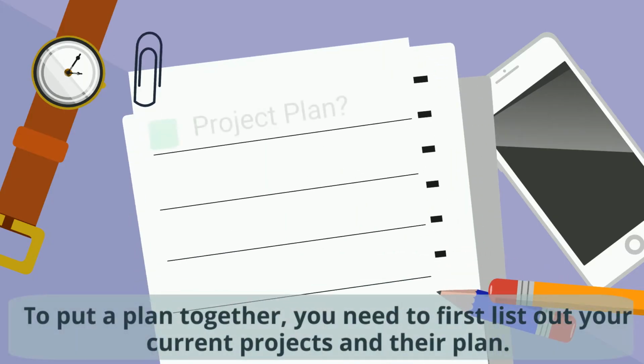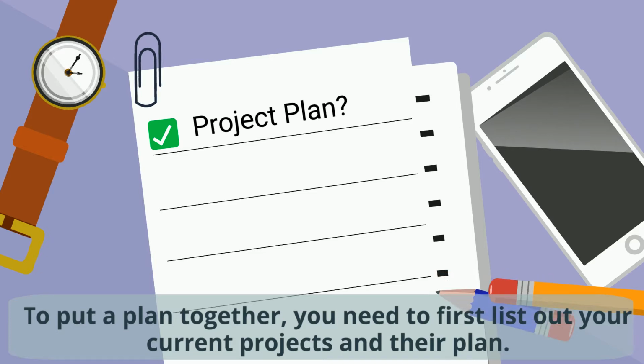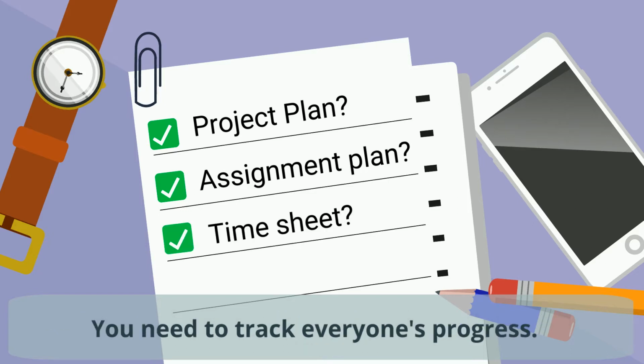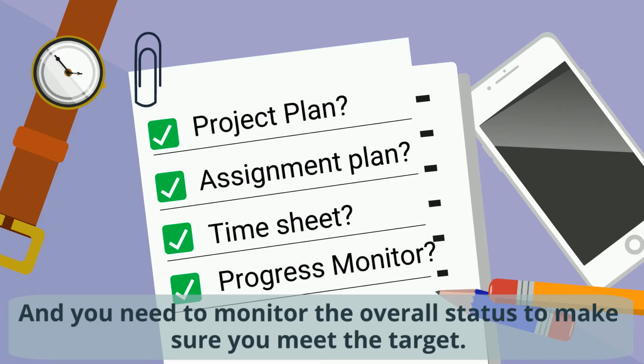To put a plan together, you need to first list out your current projects and their plan. You need to keep track of who will be doing which task. You need to track everyone's progress. And you need to monitor the overall status to make sure you meet the target.